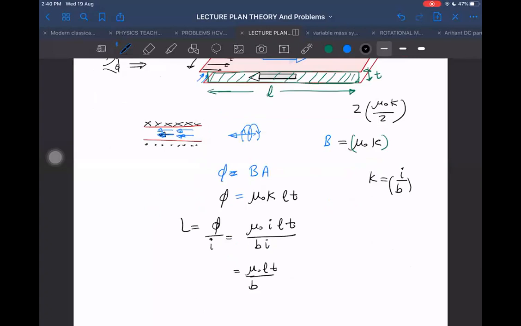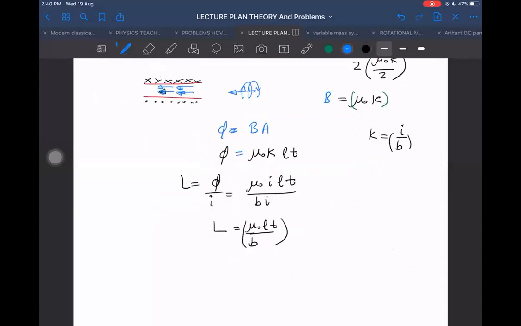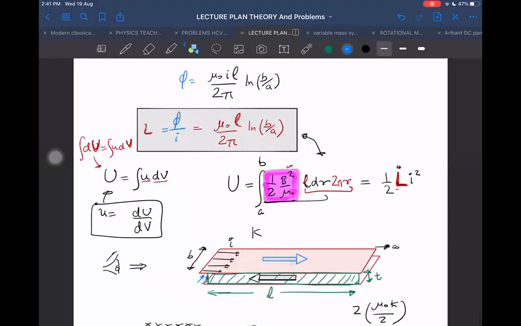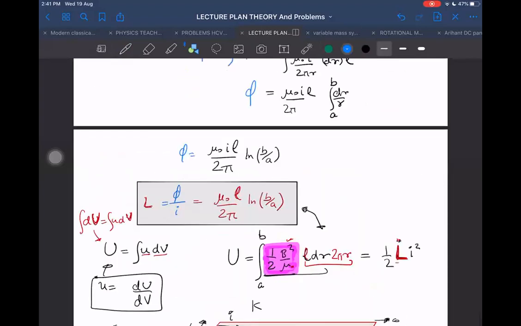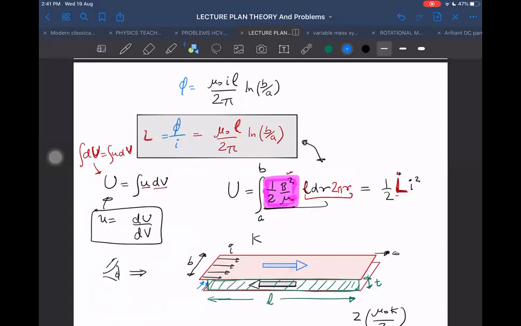Is it right? Check dimensions. Is it dimensionally coming out to be correct or not? Mu naught, L, length. What are the dimensions of this? Dimensions of self-inductance are that of mu naught into length.